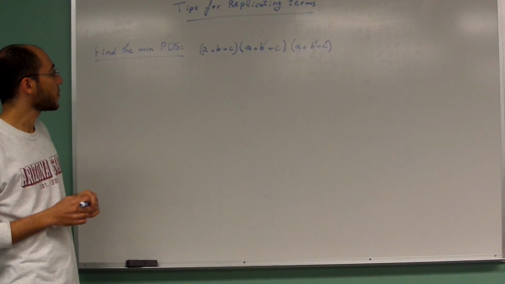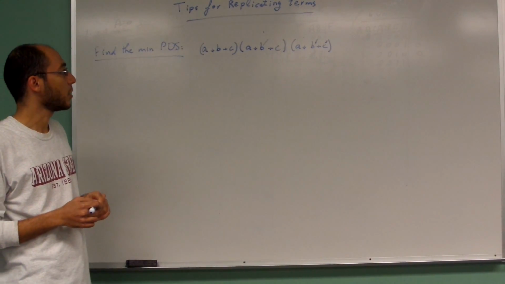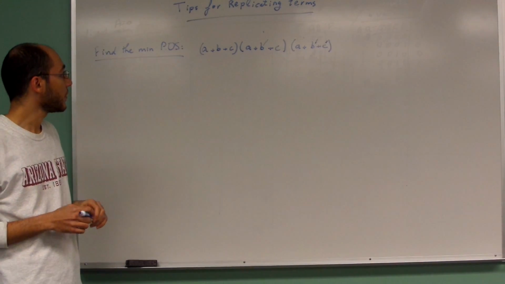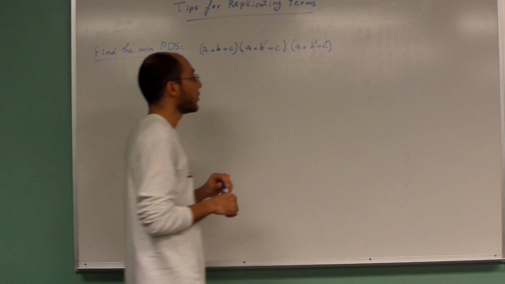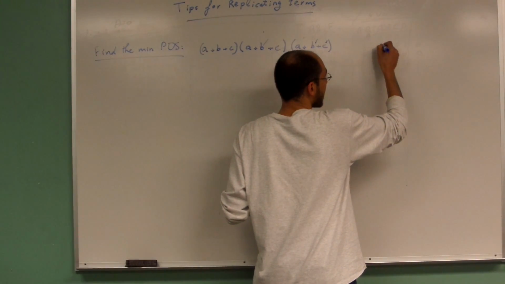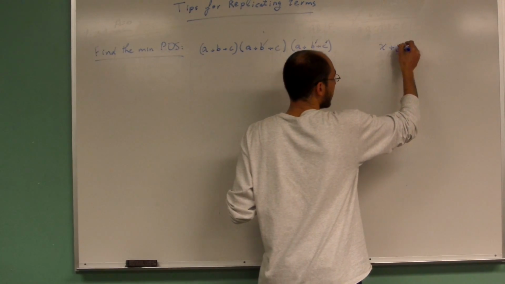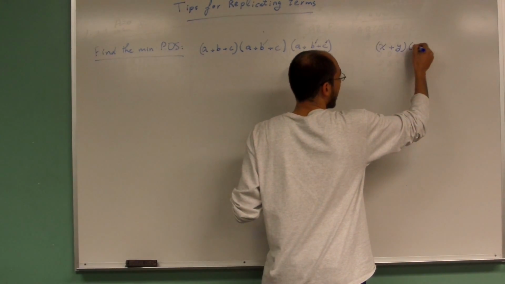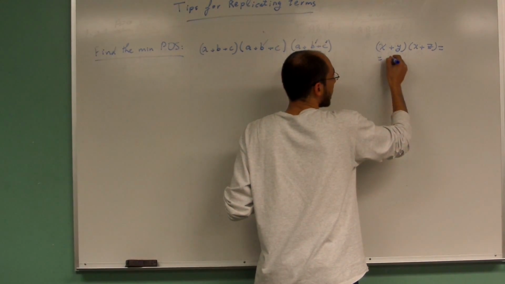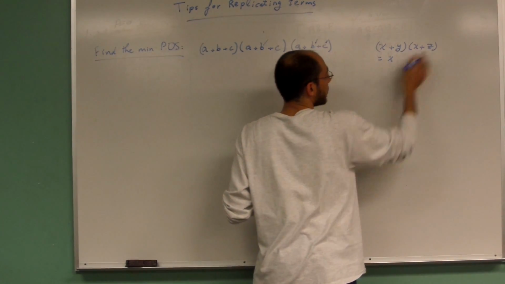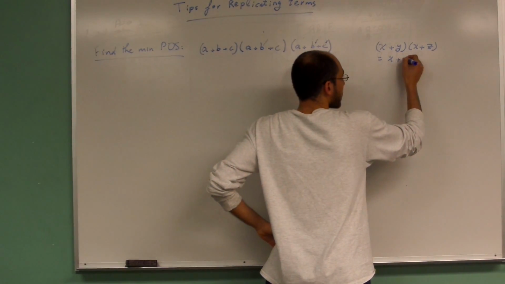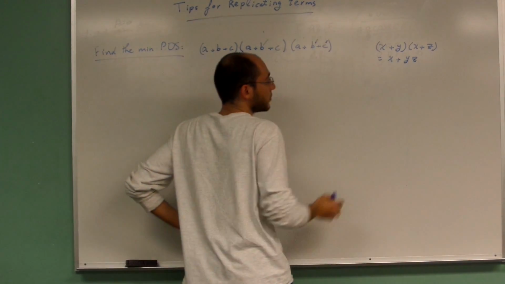The way to tackle this problem is by taking a common factor, factoring out as many terms as possible. However, first I need you to write down this rule, which says that (x + y)(x + z) equals x + yz.